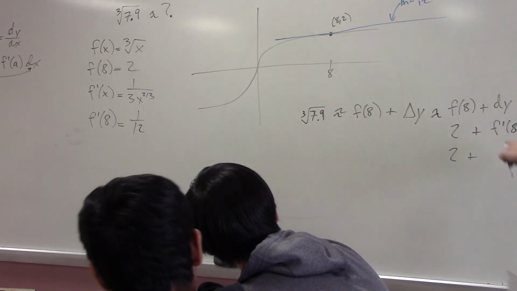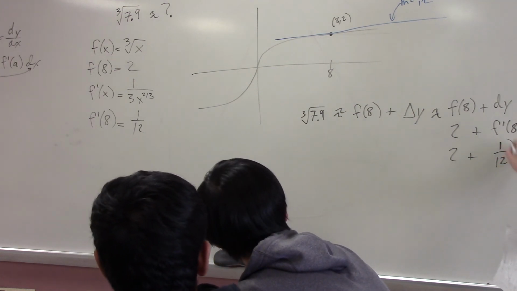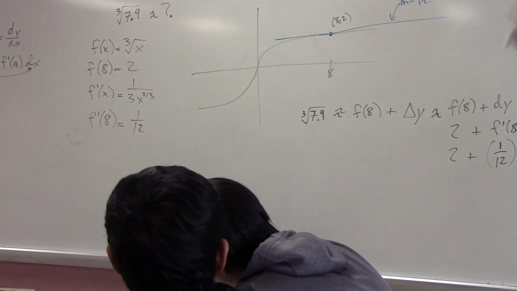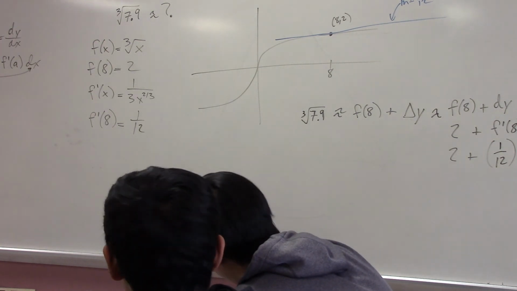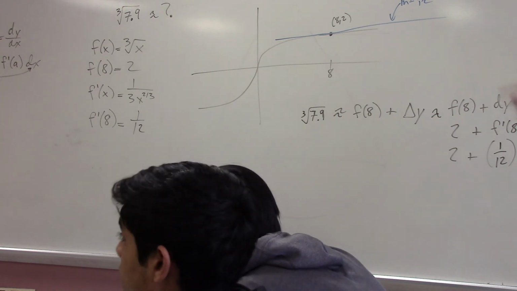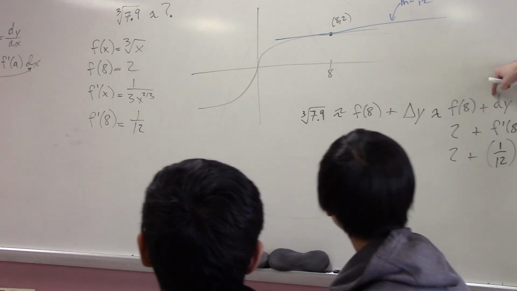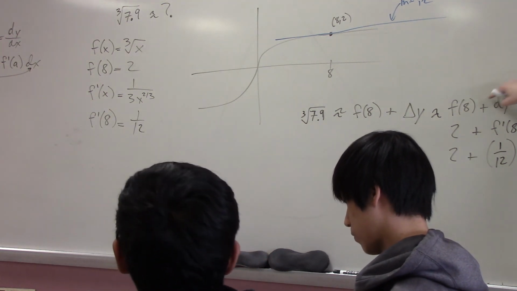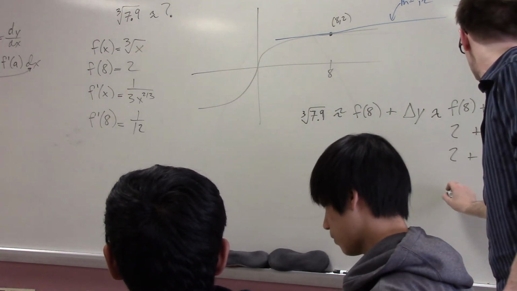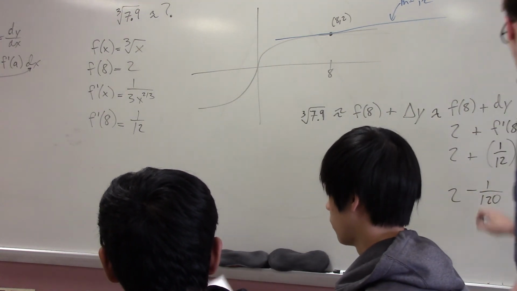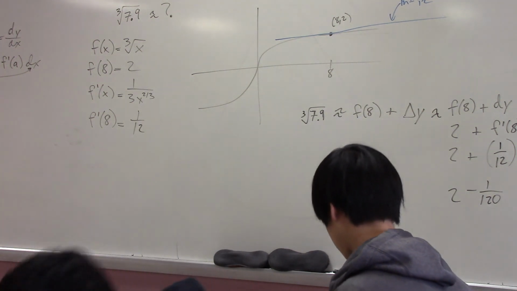And so we get 2 plus, what is the derivative at 8? 1/12. And by how much did I change from 8 to 7.9? Negative 1/10. And thus I get a really good approximation for the cube root of 7.9 by starting with f of 8 and figuring out roughly by how much I change. And roughly by how much I change is the derivative times how much x changed by. So what we get is 2 minus 1 over 120. Whatever that turns out to be in decimal form, that's going to be a really good approximation of the cube root of 7.9. Okay, good enough?